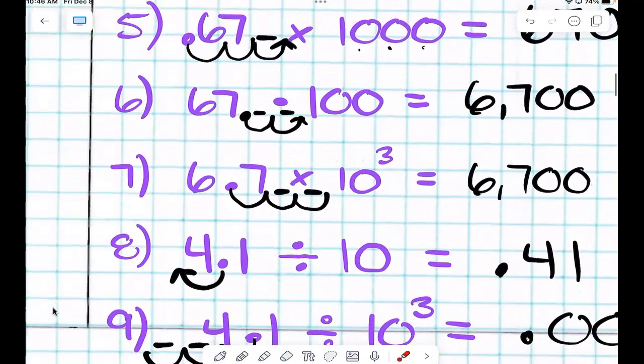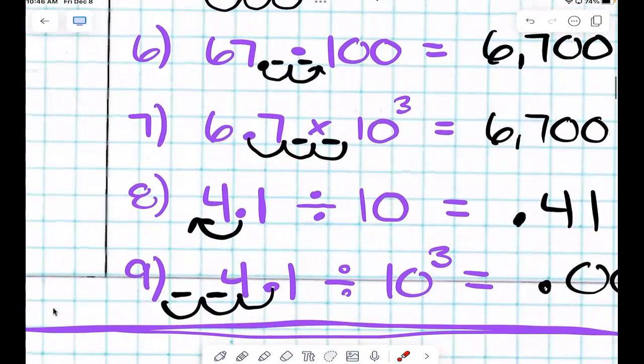Why then, on this one, did I move the decimal point 3 places to the right, but there's only 1 zero? Because 10 to the power of 3, so it just means if there's an exponent, you follow the exponent, right? Yes. Cool. And then on this one, we changed to a division sign.